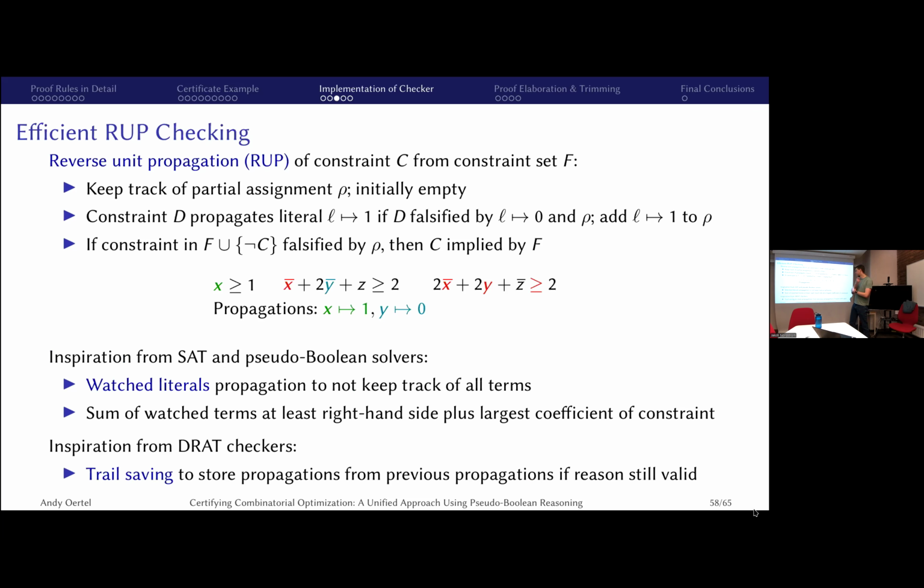And another optimization for performance is trace saving, which is inspired by the DRAT checker, another proof format. With trace saving, basically we store propagations from previous propagations if the reasons are still valid. So if we still have the first 2 constraints, then we can keep these propagations also for these next propagations. However, if we delete this first constraint, then we have to delete all the propagations.